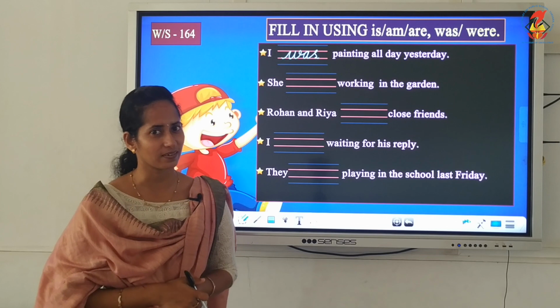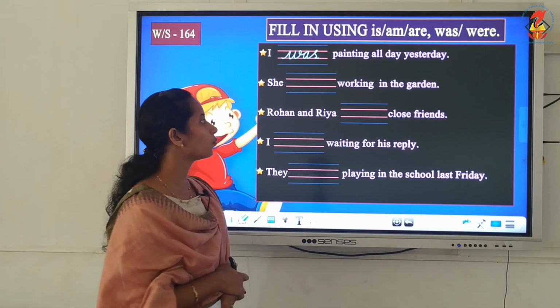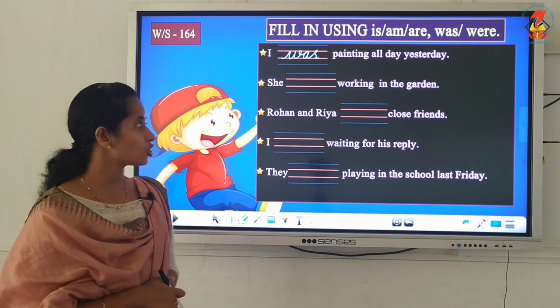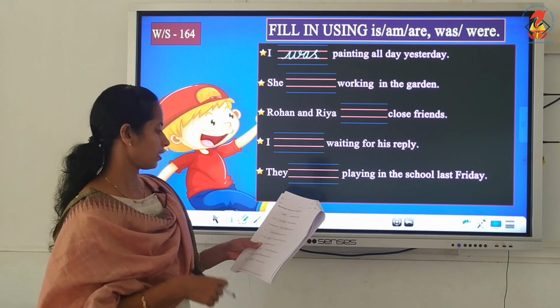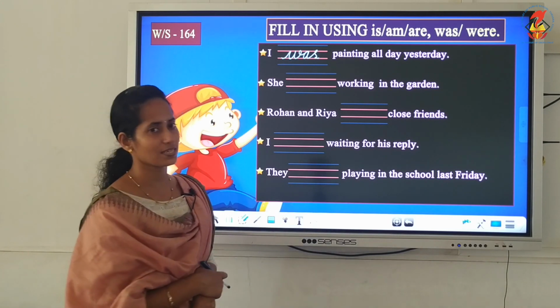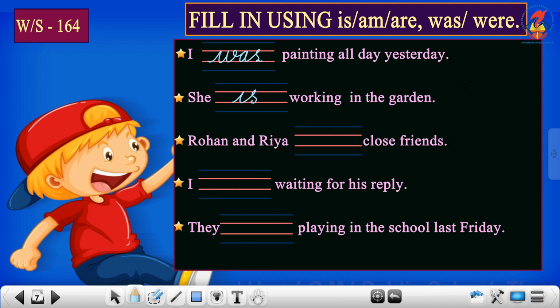I hope it is clear. Okay, then moving to the next one: she dash working in the garden. The sentence is in present tense and you can use is. She is working in the garden. So the action is continuing, so you can use is.